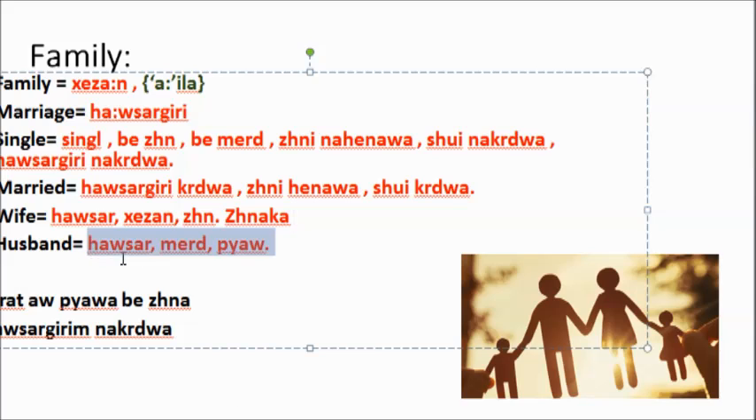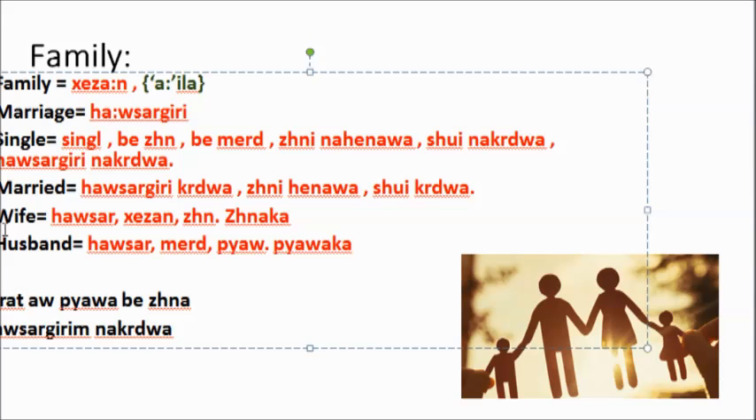Husband is hawsar, and merd we already know from here. Piao, you also can use piao. Piao means man, but when a woman wants to call her husband, she can just say piawaka. Just add aka. Aka is, as I said, equivalent to 'the'. It is to identify something. So piawaka means she calls her husband for something. Maybe she wants to tell him something, etc.